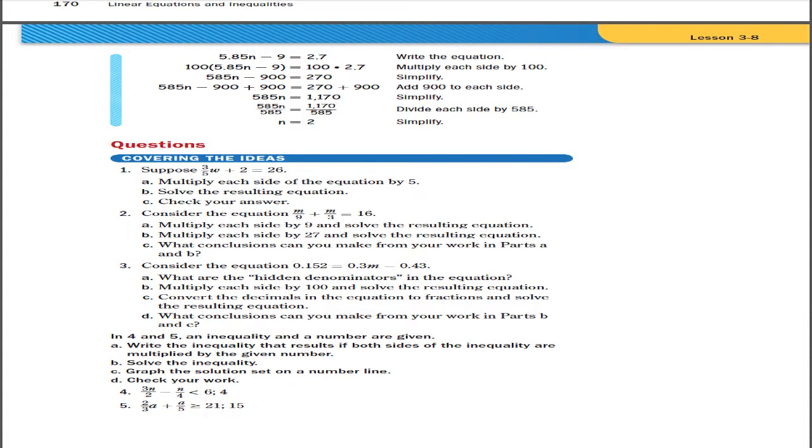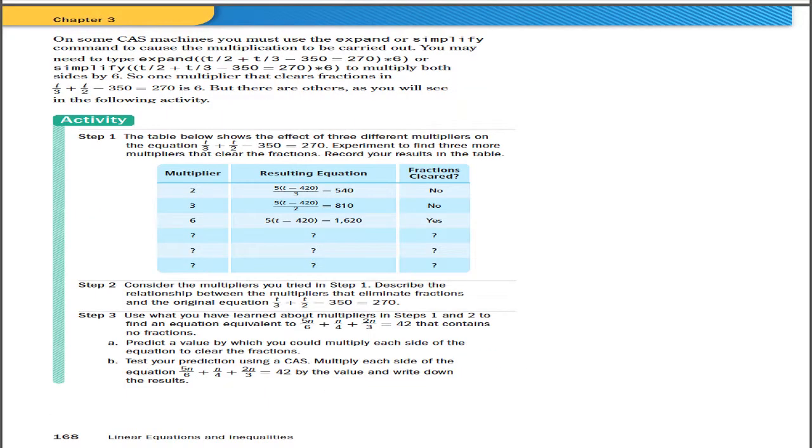Covering the ideas and applying the math is your assignment. Bring your questions in, talk to your friends about it, make sure you get all the reading done, and get ready for the mastery quiz. Okay, we'll go back to our activity and proceed with that.